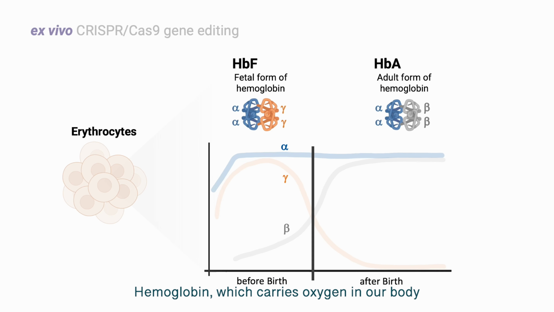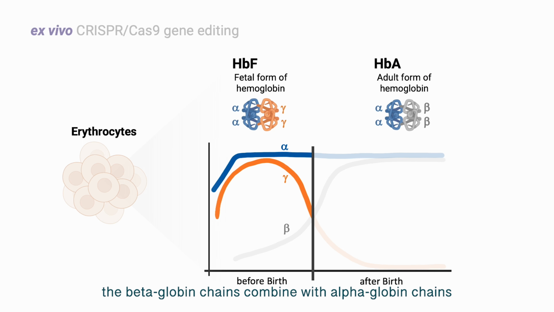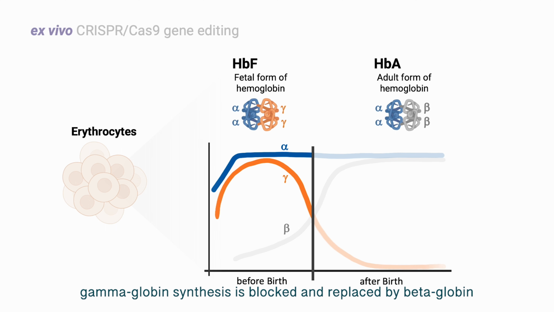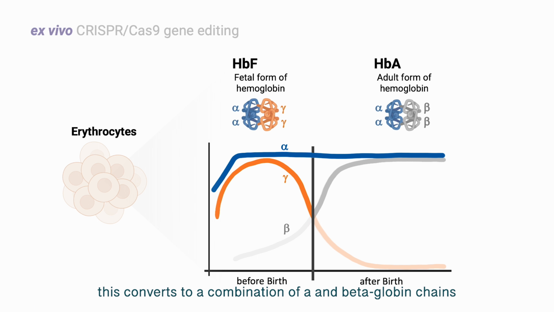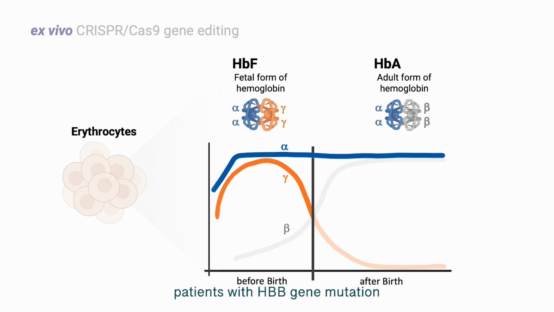Hemoglobin, which carries oxygen in our bodies, is a tetramer made of 4 globin chains. The normal globin chain synthesis in erythrocytes: before birth, the gamma globin chains combine with alpha globin chains to form a stable tetramer called fetal hemoglobin. Fetal hemoglobin sustains oxygen delivery to tissue until birth. After birth, gamma globin synthesis is blocked and replaced by beta globin. This converts to a combination of alpha and beta globin chains in adult hemoglobin. As you can imagine, patients with defective beta globin suffer problems because adult hemoglobin requires functional beta globin.